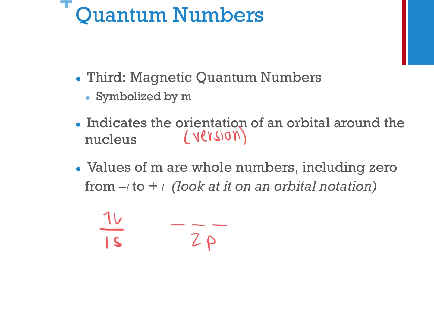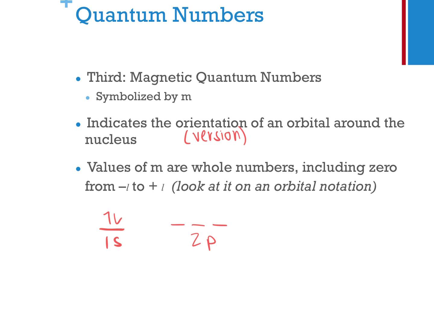Okay? In all reality, these versions of our electrons fit around the nucleus in different ways. One on the x-axis, one on the y-axis, and one on the z-axis, right? They fit around that nucleus differently. So we're going to tell what version of the orbital it's in. Okay? And so here's how we do that.